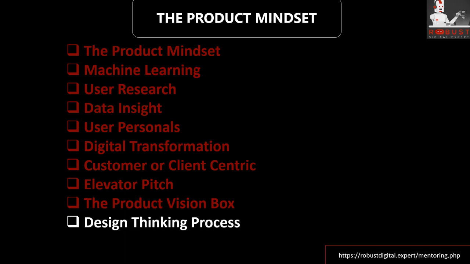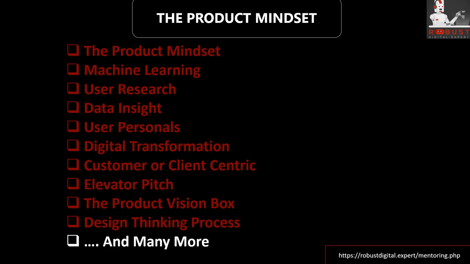Design thinking process. Design thinking is a non-linear, iterative process that seeks to understand users, challenge assumptions, redefine problems, and create innovative solutions to prototype and test. The method consists of 5 phases: empathize, define, ideate, prototype, and test, and is most useful when you want to tackle ill-defined or unknown problems. And many more we've not listed.